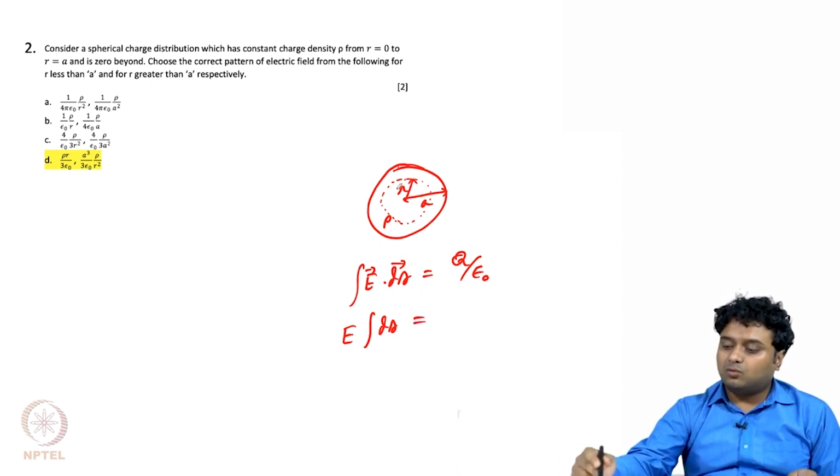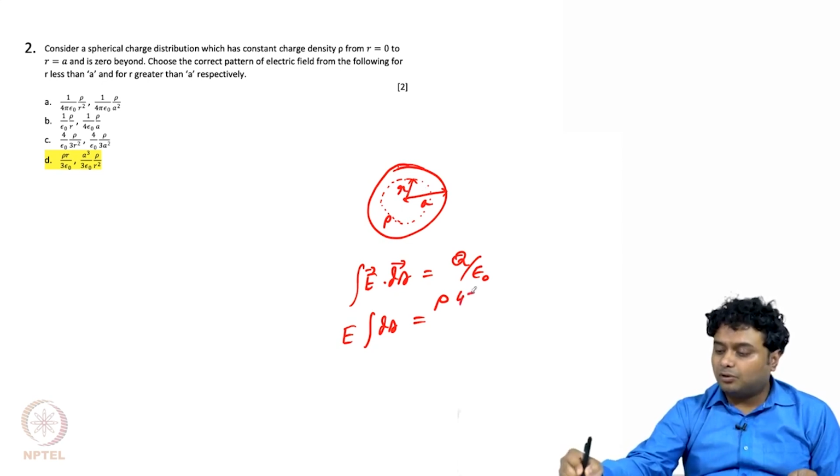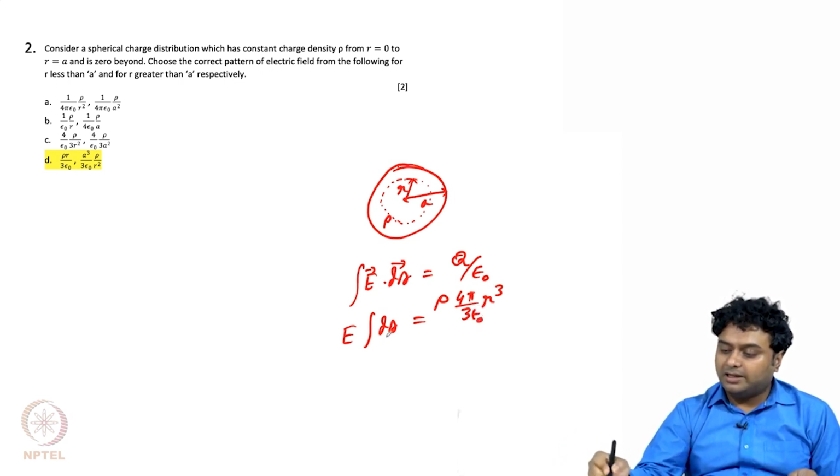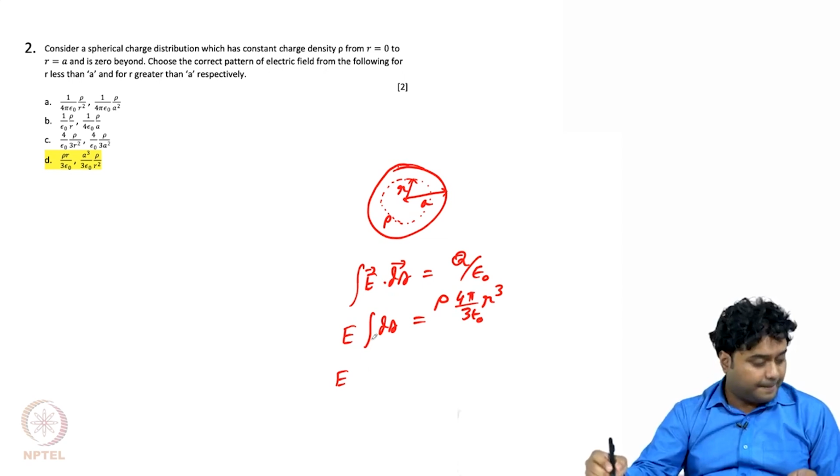Now q enclosed, how much charge is it enclosing? That is charge density times its volume. What is the volume of a sphere of radius r? That is 4 pi by 3 r cube, and then you have epsilon naught also here. And the integral of ds will be, what is the area of the Gaussian surface here of radius r? That is 4 pi r square.